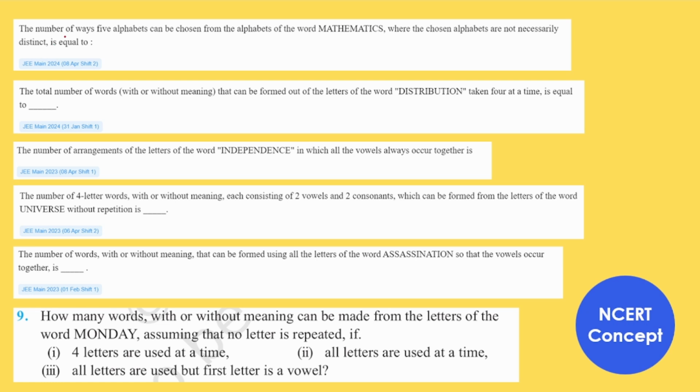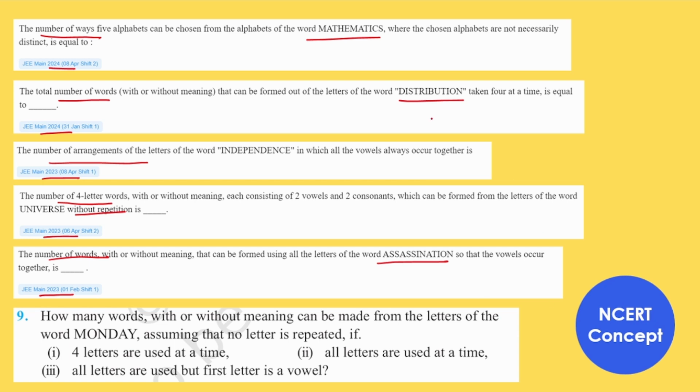Then the other type is the number of ways in which this word can be chosen, where alphabets are not necessarily distinct. In 2024 they've asked the number of words, with or without meaning, forming the word, with a certain condition given. 2024, number of arrangements of the letters. In 2023 they have asked in JEE Main again the number of 4-letter words with or without meaning, certain conditions given, without repetition. Number of words of the word assassination.